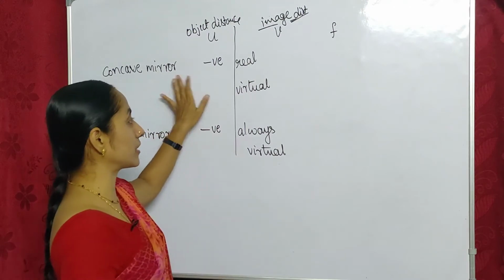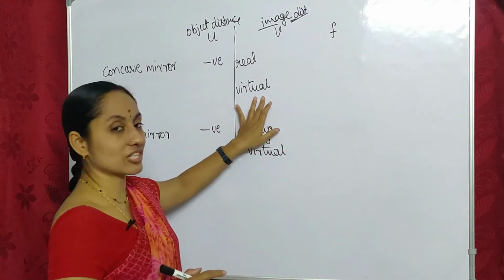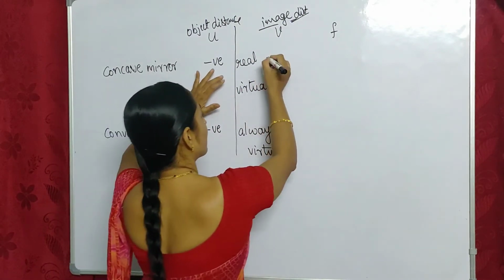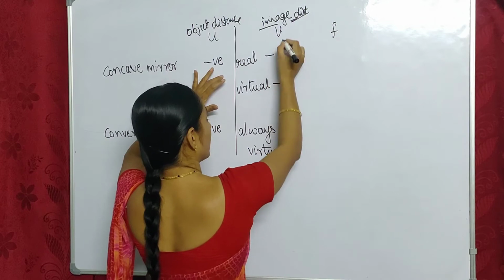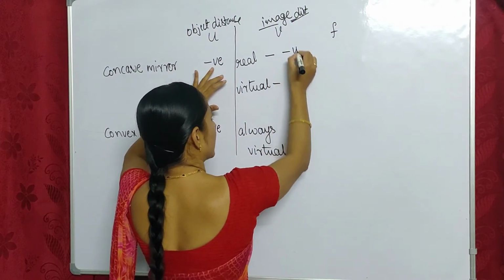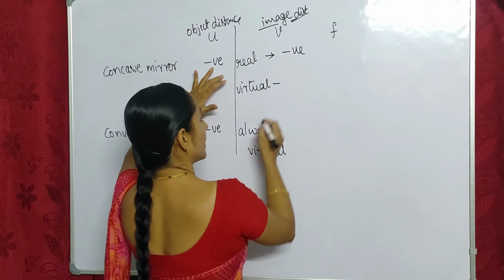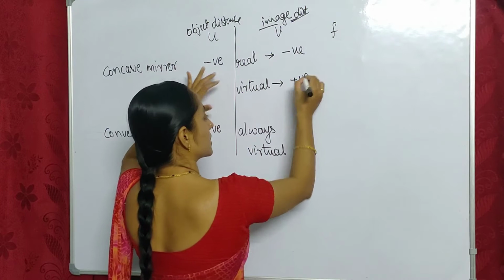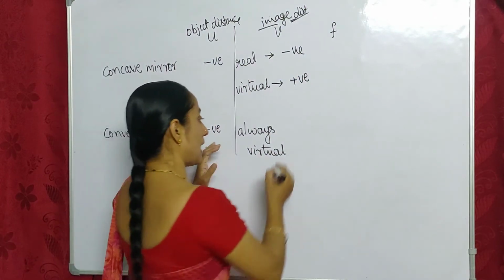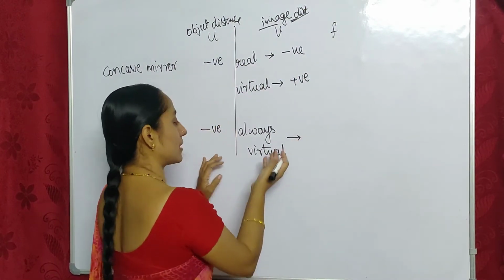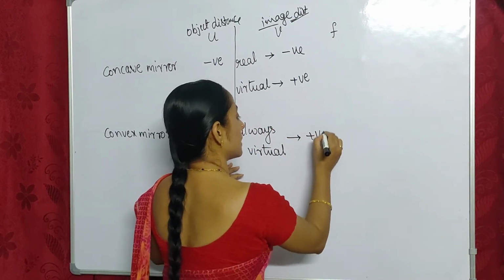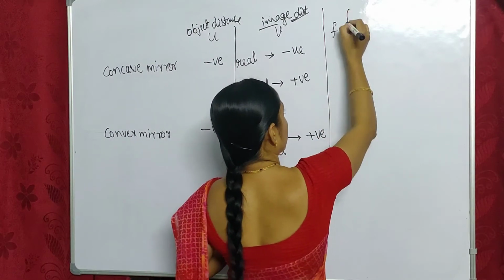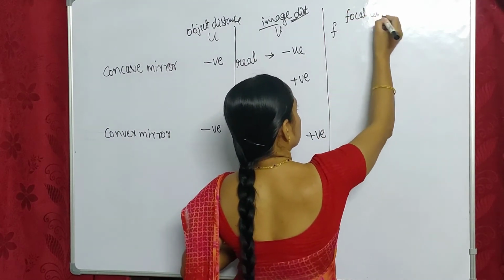In case of concave mirror, only in one situation the image is virtual. This we already discussed in our previous lecture. So in case of real image, the image distance is negative. In case of virtual image, the image distance is considered to be positive. And in case of convex mirror, because it is always virtual, it is positive. Now this is over. Coming to focal length, what is f? F is focal length.